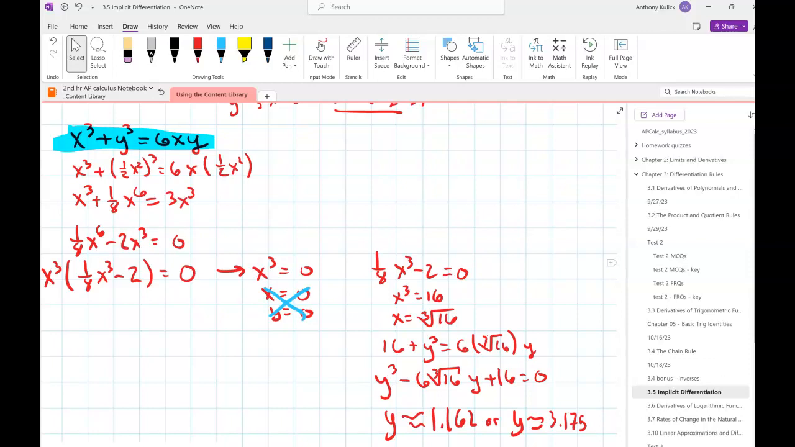Or you can plug it back in to find it. We have x and y's, right? So that's, we're done. Yeah. Did it just ask for the points? Now we're done.